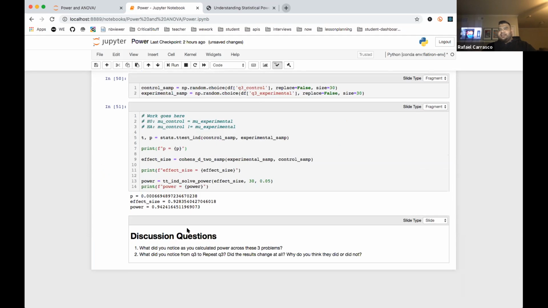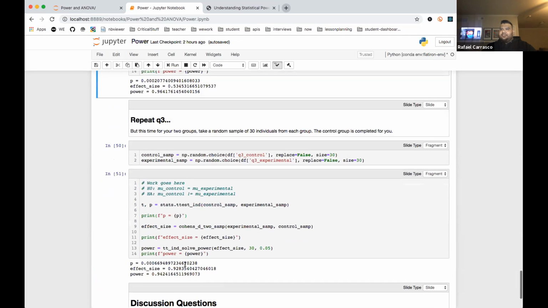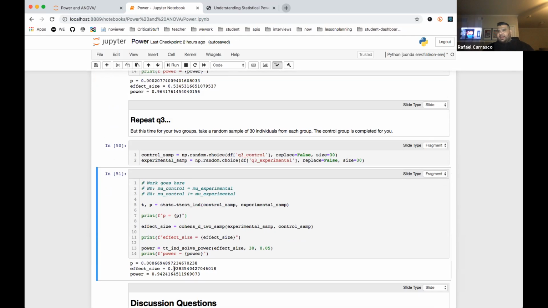And I want to talk about that for a little bit. These are discussion questions that I have, but we're kind of going to start talking about it. But did anyone do this and they notice that at all? Okay. So now we're going to kind of talk about why that happens, and I think you're going to get a better understanding of what power is trying to tell us.